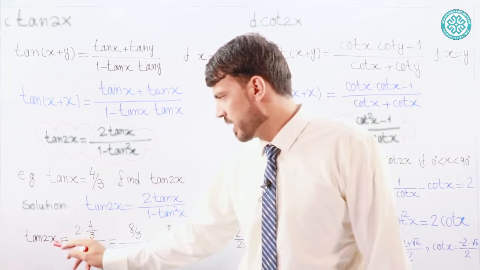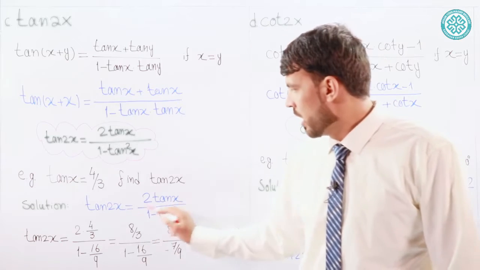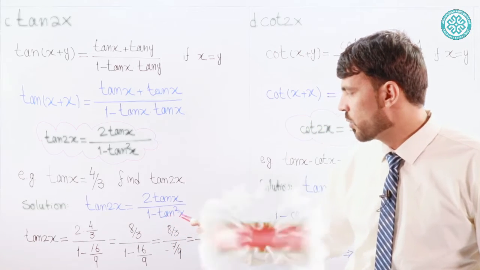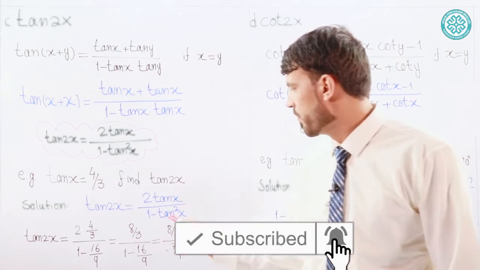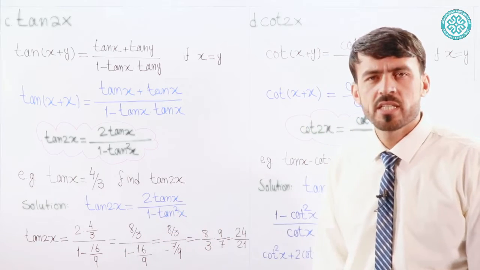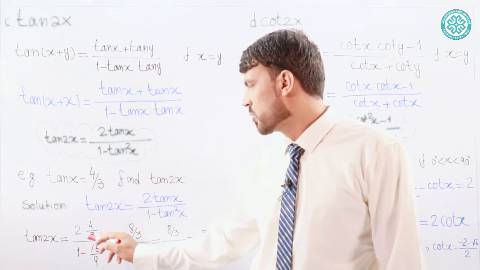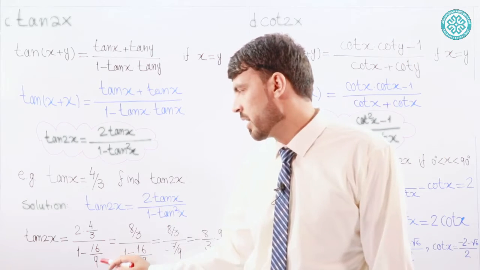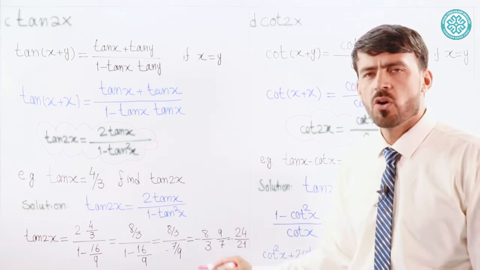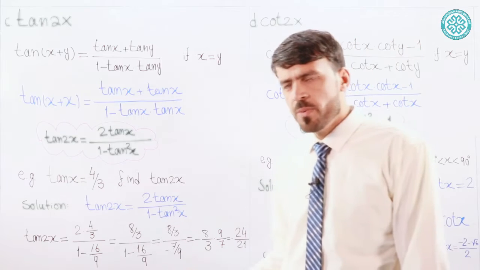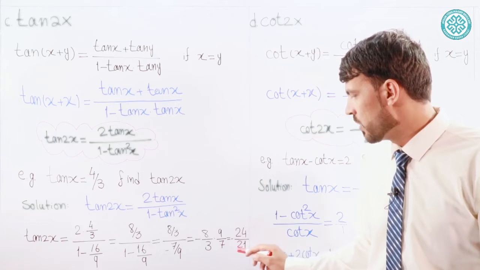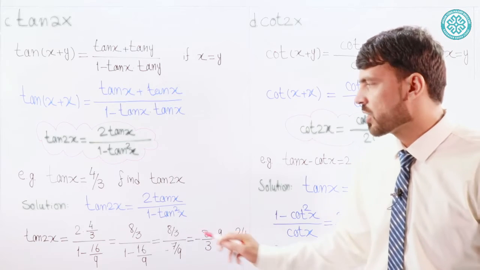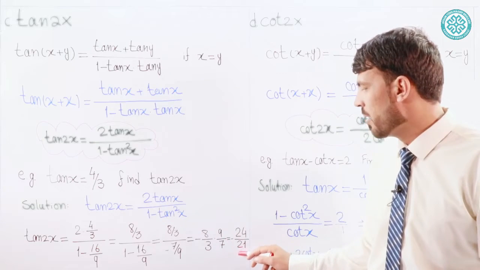So we can write tangent 2x equals 2 times 4 over 3 instead of tangent x. In the denominator, we have 1 minus, and we write 4 over 3 squared instead of tangent square x. When we multiply 2 by 4 over 3, that will be 8 over 3. And when we subtract 16 over 9 from 1, that will be minus 7 over 9. So when we simplify this fraction, the answer will be minus 24 over 7. This is the answer for tangent 2x. We have found that from tangent x.